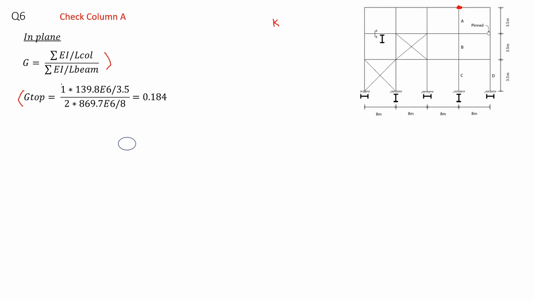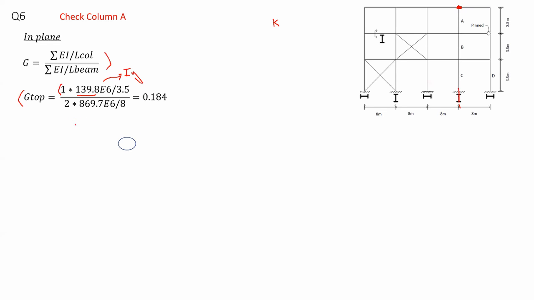So looking for the part about the columns, how many columns do I have connected to this point? I have just 1 column, and this column has a moment of inertia equal to 139.8. Now notice something, this I value, or the moment of inertia, is actually IY. Now why is that? Because the column would be buckling about the y-axis when we are considering the in-plane. Therefore, I substitute the value of IY.